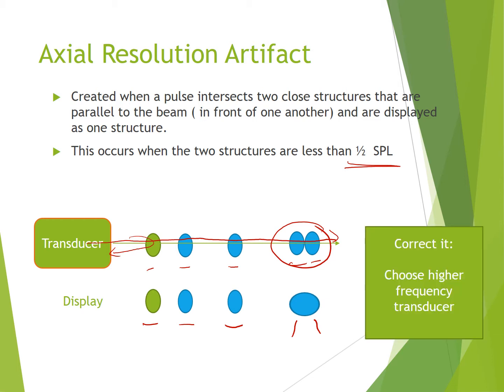To correct it then, we just want to make sure that we're choosing the highest frequency possible for the penetration that we need into the body. Higher frequency transducers have shorter spatial pulse lengths, therefore they have better axial resolution.